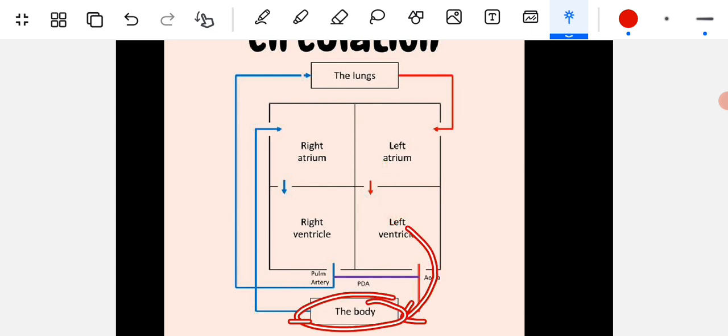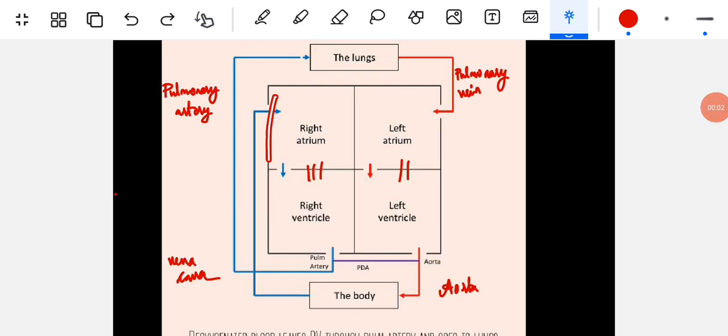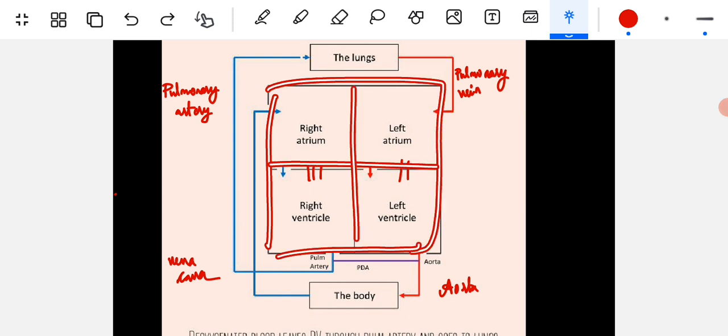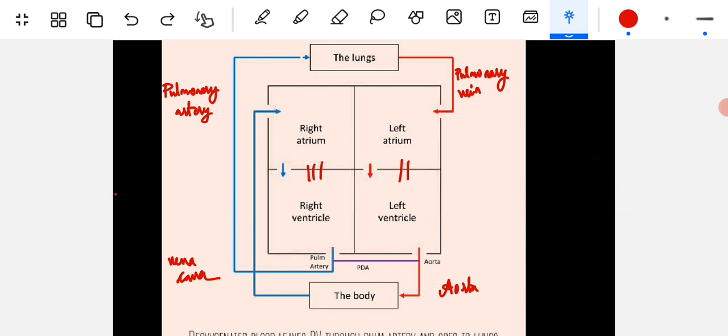The oxygenated blood comes from the lungs to the heart, to the chamber called the left atrium. From the left atrium it will flow towards the left ventricle, then to the body. From the body, the blood comes to the right atrium, and from the right atrium to the right ventricle. It's very simple: you draw a square and divide it into 4 chambers. Why do we have to divide into 4 chambers? Because the heart does not want a mixture of oxygenated and deoxygenated blood together.